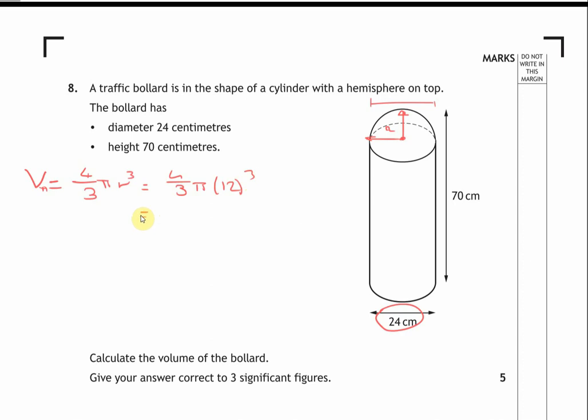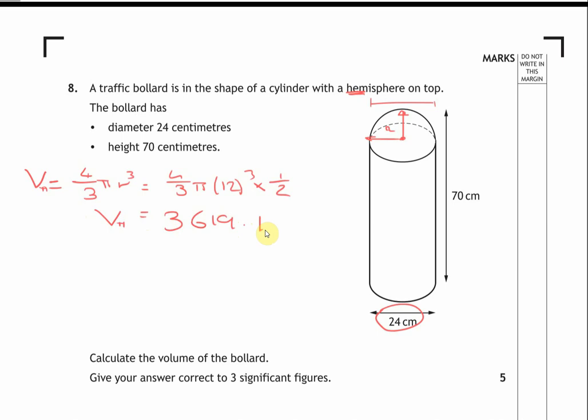Now we will have to multiply this by a half, because this is the volume of the full sphere, whereas we need to work out the volume of a hemisphere, i.e. hemisphere meaning half. So we'll multiply this by 1 over 2. Now when we put this into the calculator, that will tell us that our volume for the hemisphere, V subscript H, is going to be 3,619.1.